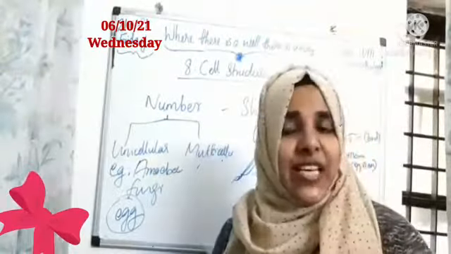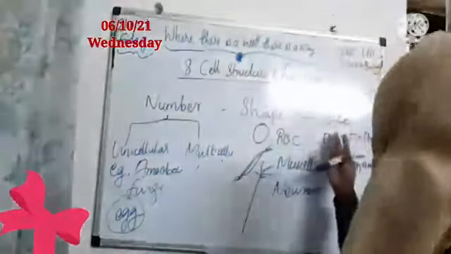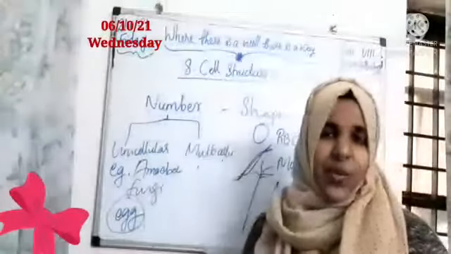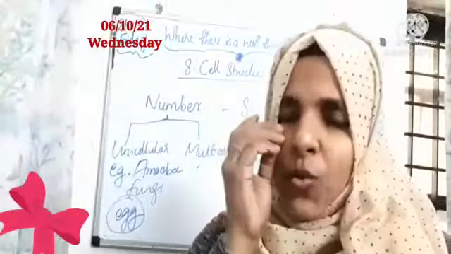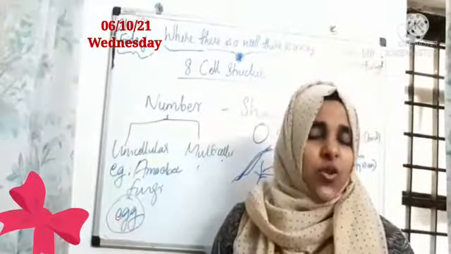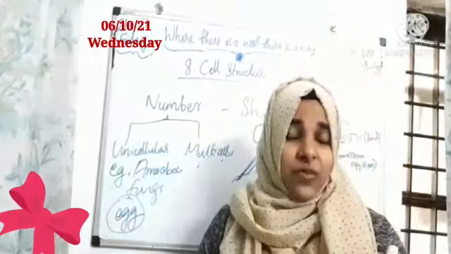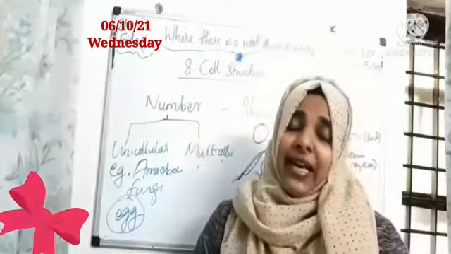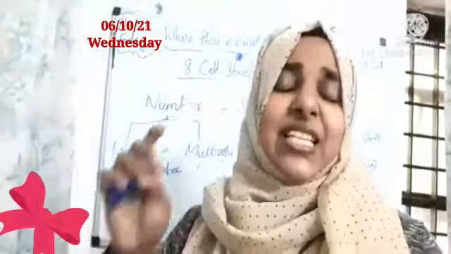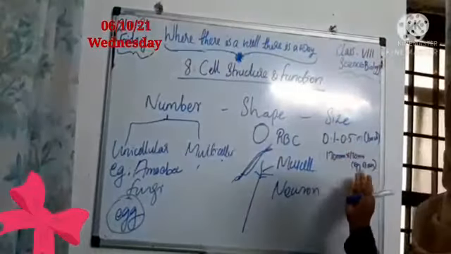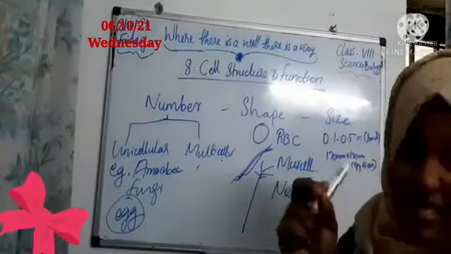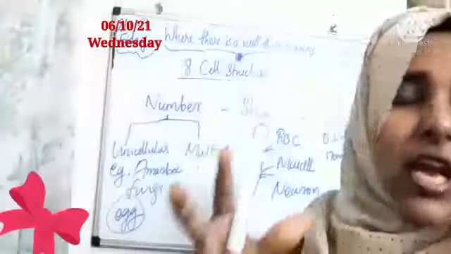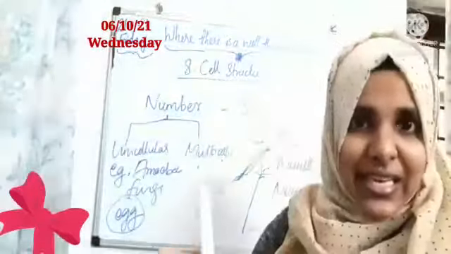Okay, then next we can check the size of the cell. Most of the cells are microscopic. We cannot see them with our naked eyes. It is very small. We have to use a microscope for identifying the cells. Then bacteria are the smallest cells we can see, that is 0.1 to 0.5 micrometer. The very smallest one. We cannot see them with our naked eyes.